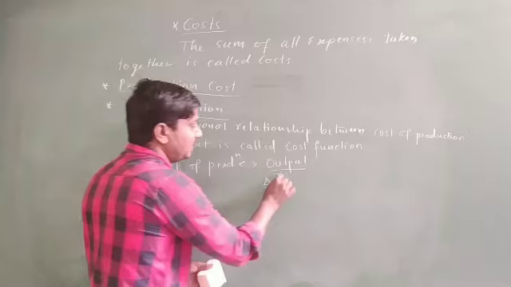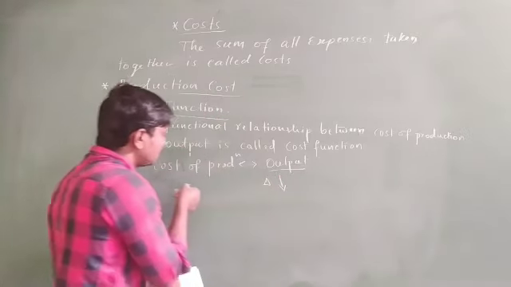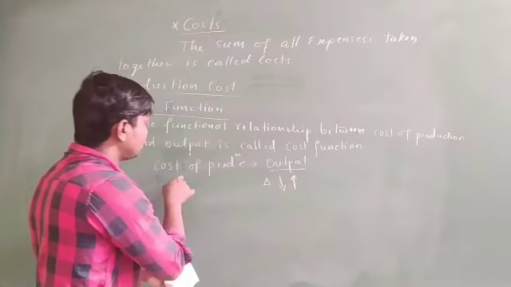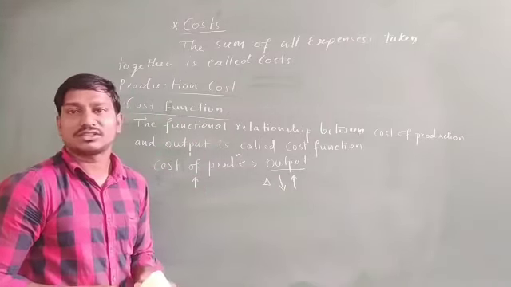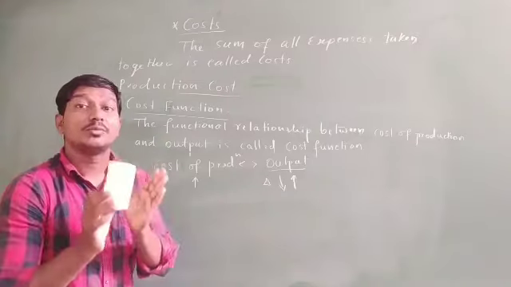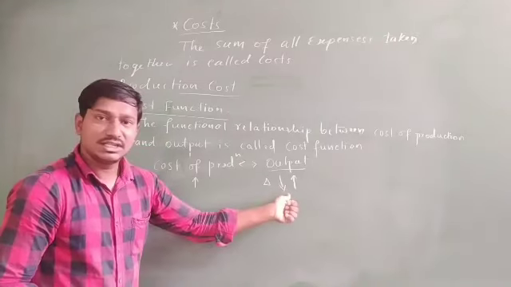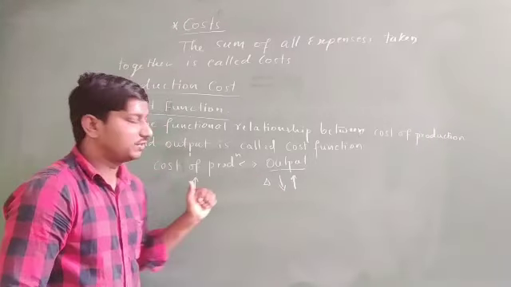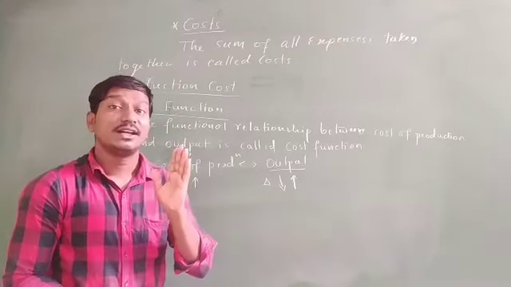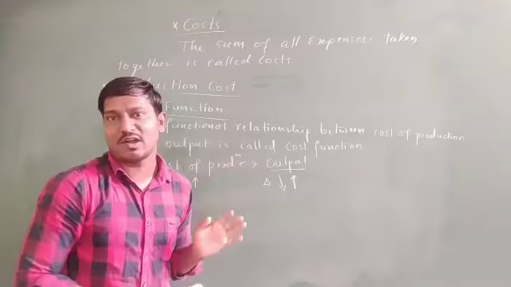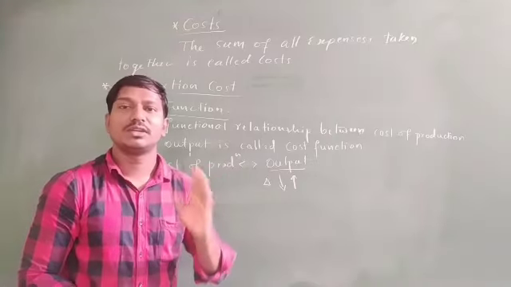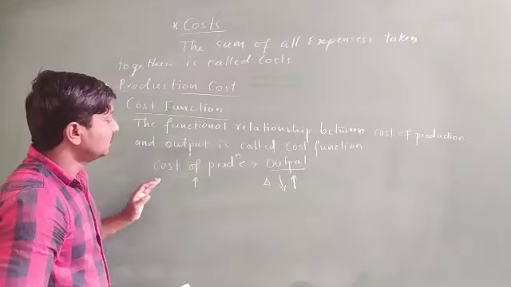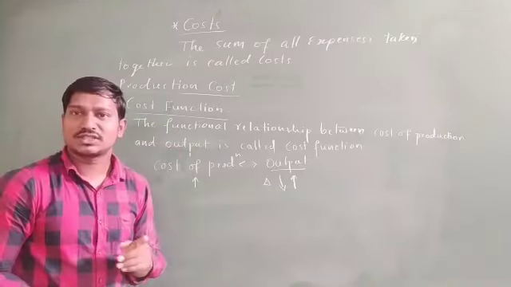Say for example, if there is a decrease in the output, that leads to decrease in the cost of production. If increase in the output, that leads to increase in the cost of production. So these two are positive in nature. Increase in output increases the cost of production, and decrease in output decreases the cost of production, by keeping fixed cost constant. Here we are just speaking about the variable factors, which keep on changing. Well, so this is about the cost function.